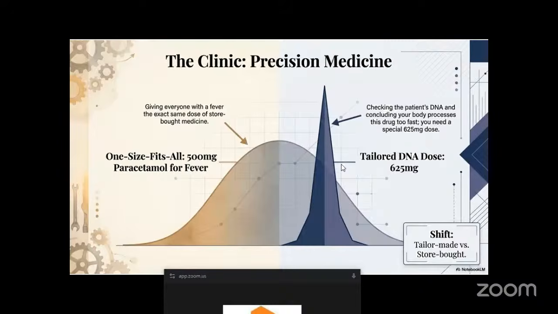So clinical, how it is helping means precision medicine. In earlier times, if a person had to take paracetamol, we would give 500 mg paracetamol to every person. Whereas here, AI will check the DNA of the person, what their metabolism status is, and it will prescribe for that person that 65 mg is better compared to 500 mg. So it is having tailored dosing.